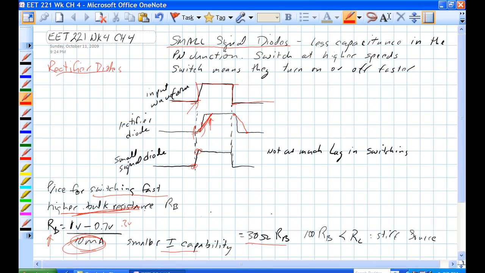In order to use a small signal diode here, the bulk resistance has to be less than 100. Well, 100 of the bulk resistance has to be less than RL to make it a stiff clipper source.